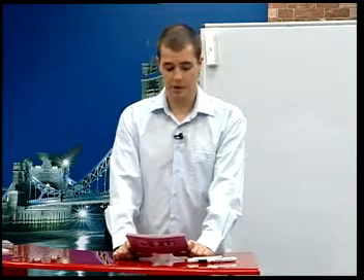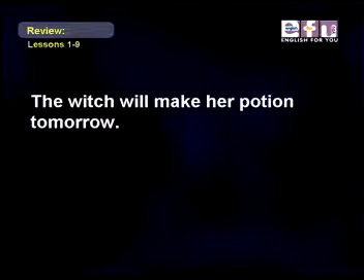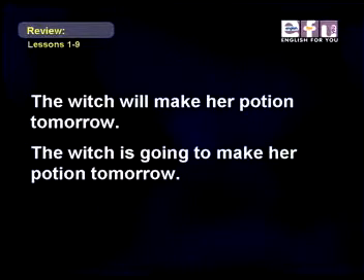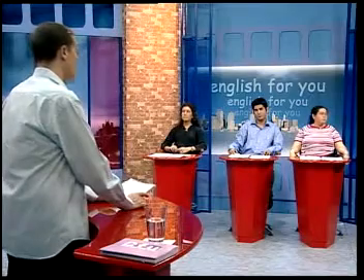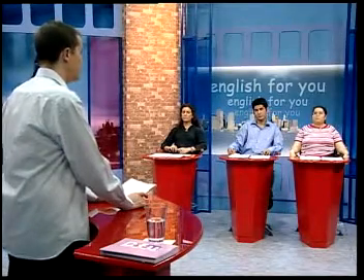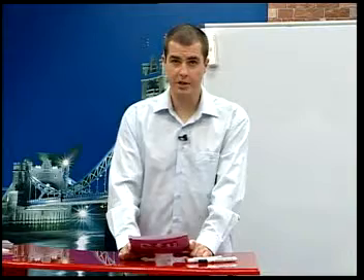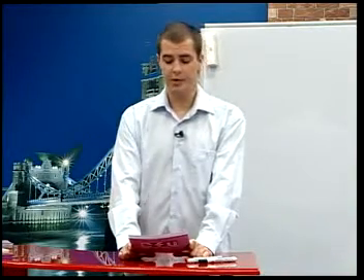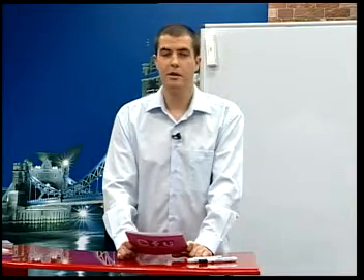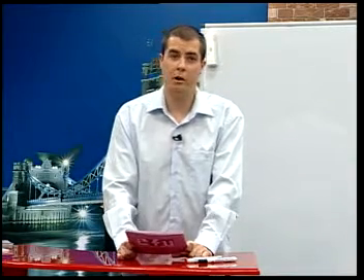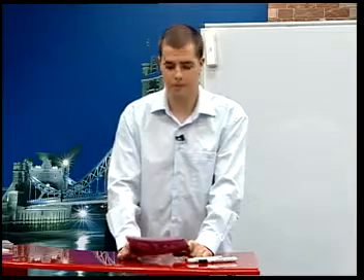Here are some more examples. The witch will make her potion tomorrow. The witch is going to make her potion tomorrow. The verbs in these two sentences, will make and is going to make, are in the future tense. The future tense is used to indicate that at a particular time in the future, something will happen. Maybe tomorrow, next week, sometime in the future.